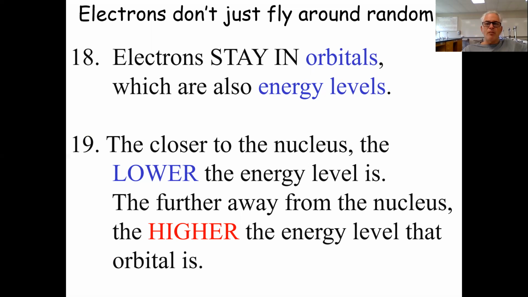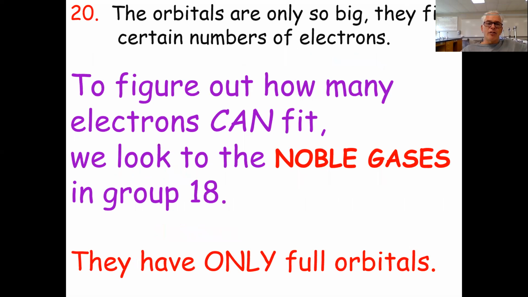They fill up the first one before they start the second. They fill up the second one before they start the third, and etc. But closer to the nucleus are lower energy, and further from the nucleus are higher energy. So electrons are not just flying around, they're in specific orbitals or levels, and each level is a slightly higher energy level.